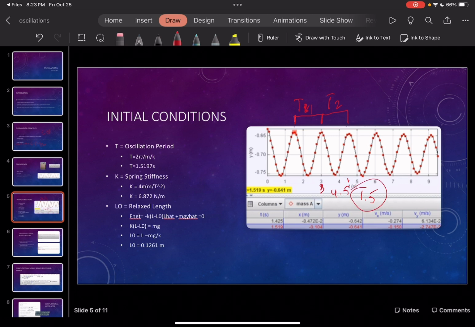So how about the spring stiffness? We know that k is equal to 4 pi squared times the mass divided by the period squared. We can take a look at our graph here, and we can tell that this is pretty similar to what we intended to get. That equates out to k equal to 6.872 newtons per meter. And for our relaxed length, we can use everything we've calculated so far to get our final relaxed length. We did that right here, and that's our L initial.